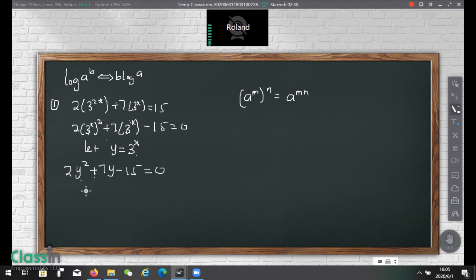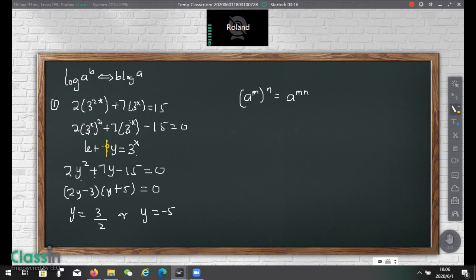We can solve this quadratic equation. Please check my other videos on how to solve quadratic equations by factorization, by the quadratic formula, or by completing the square. If we decide to factorize, we have (2y minus 3)(y plus 5) equals 0. So therefore, y will be 3 over 2, or y will be negative 5, because when you multiply two numbers and you get 0, it means one of them is 0. So either 2y minus 3 is 0, or y plus 5 is 0. That gives this result. But we're not looking for y, we're looking for x.